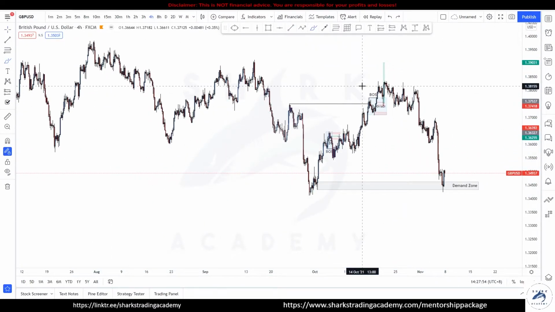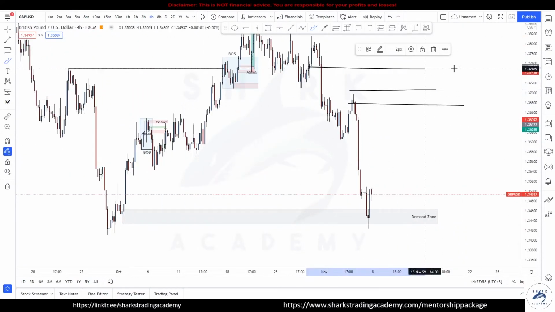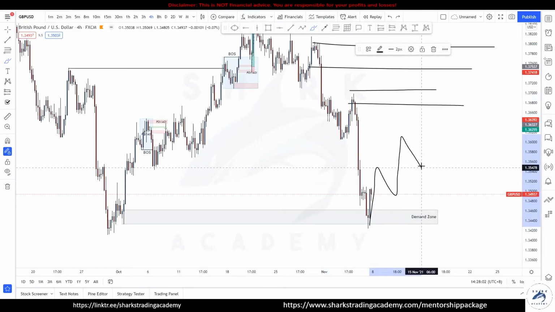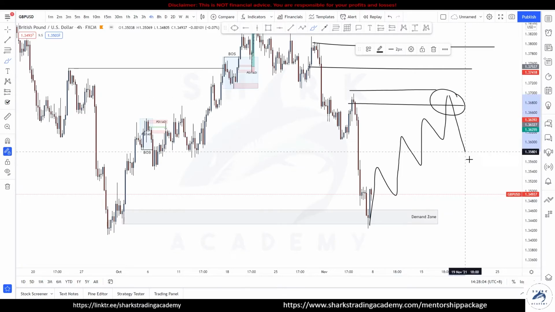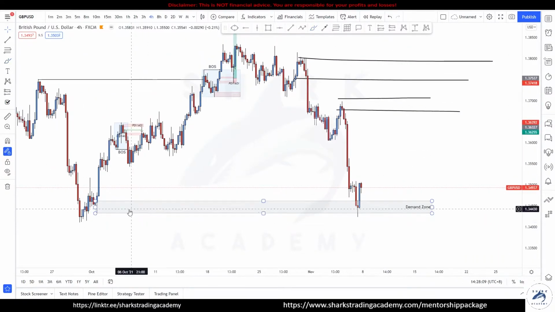And where are we starting from? If I want to be a seller, I'm going to sell high. I'm going to sell here. I'm going to sell here, right? And this gives us a range for price to make its way into our sell zone before taking sells lower, right? And that is why this is the demand zone.